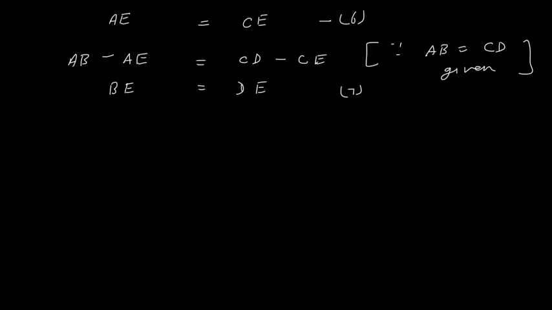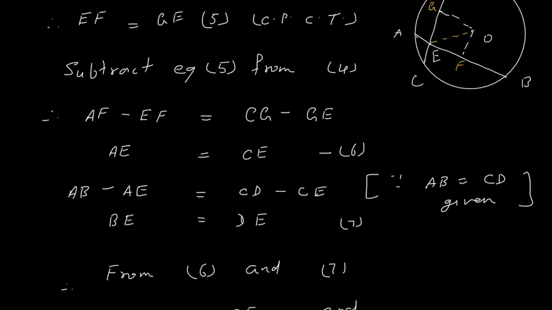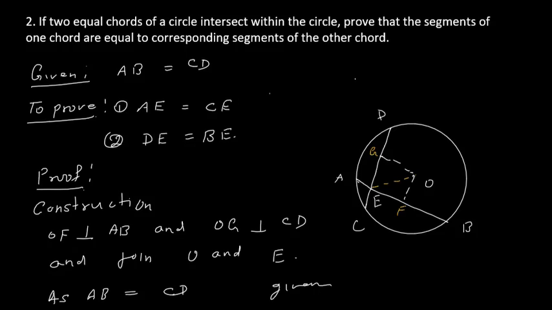So from 6 and 7, we have AE is equal to CE and BE equal to DE, hence proved. So in the last problem we have seen that, and the problems in this exercise are going to be a little lengthy, right? Okay. This is our second question.